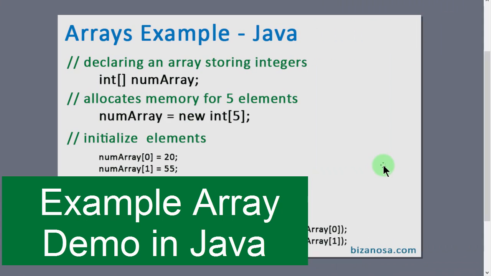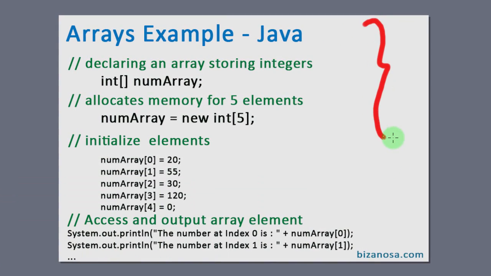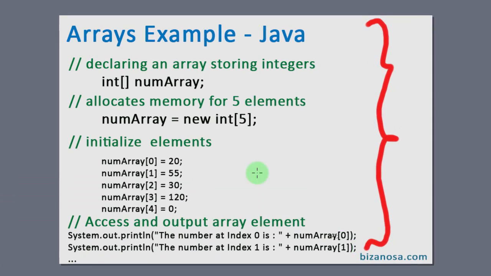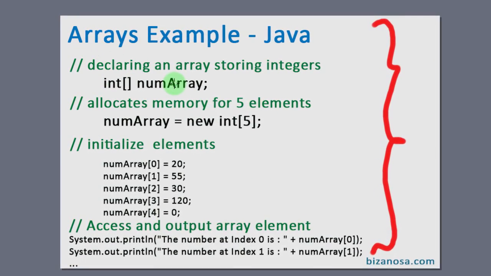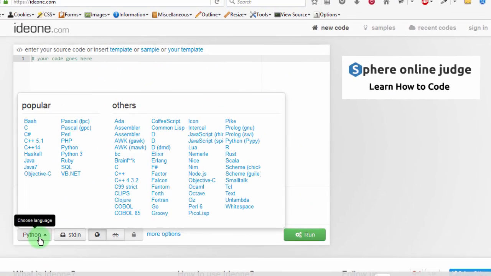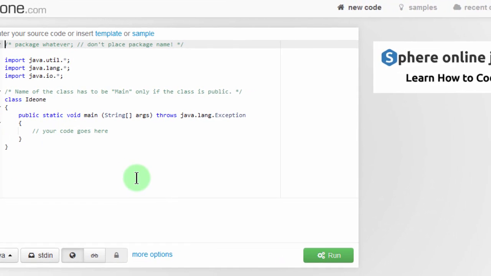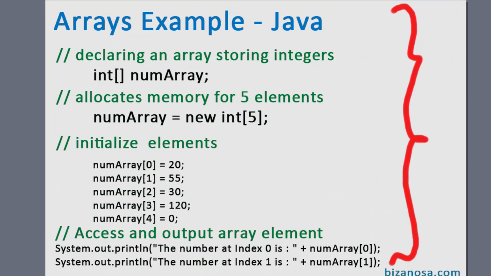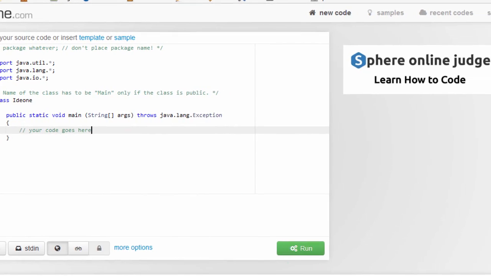So let's continue on with arrays, and in this video let's go through arrays in Java. I want to go through this one at a time, and I will also be adding this as code in ID1. So let me go to ID1 right away, and here I want to choose Java. As I go through this, I will be adding them one at a time here, so that in the end we'll be able to run it and see what exactly is going on.